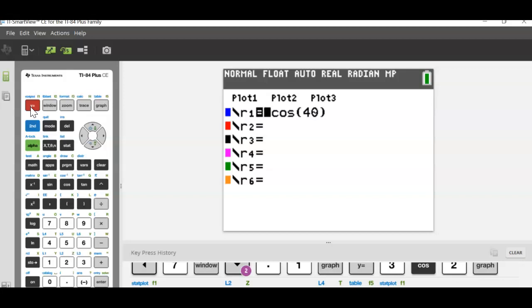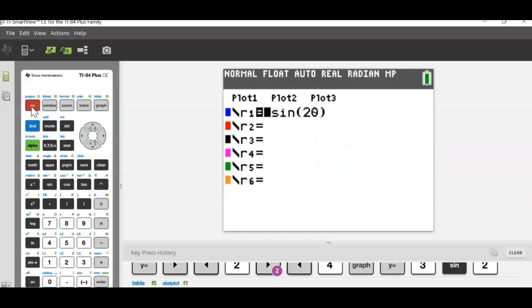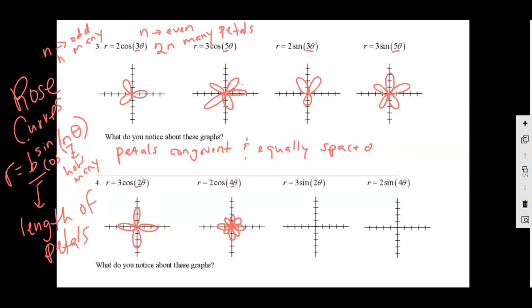Let's do the next one. It's 3 sine 2 theta. Here we go. That's also going to be 4 petals, but notice none of them are on the axes. Right? But 4 petals because my coefficient was 2 theta. And then let's do 2 sine 4 theta. Again, 4 theta is going to give us 8 petals. So let's go do those last 2, and then we'll be done with the rose curves.